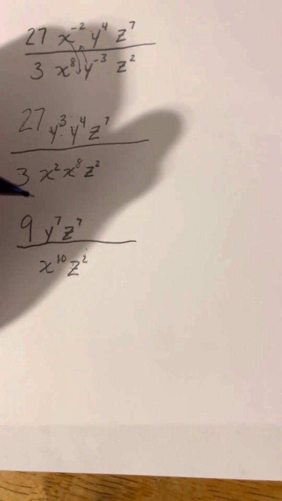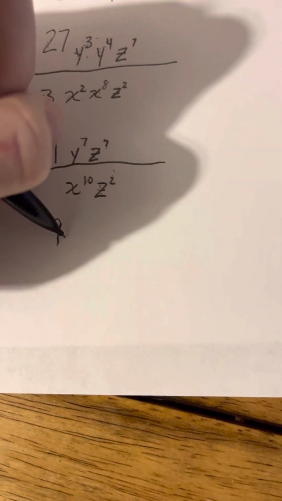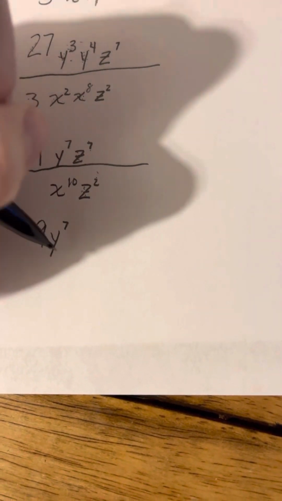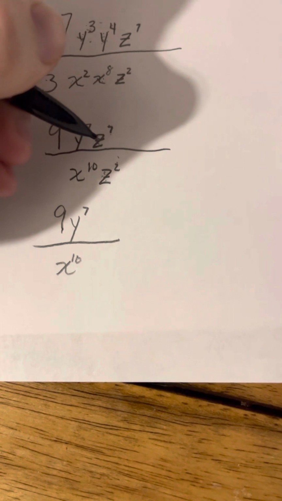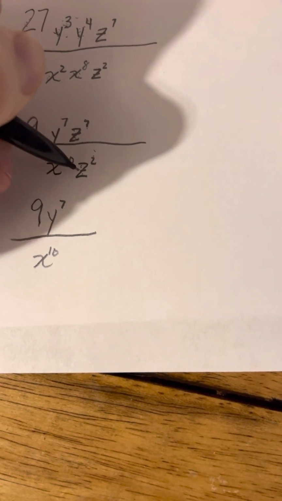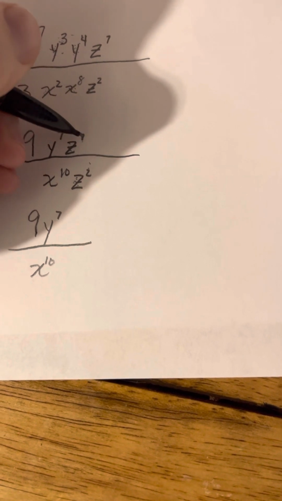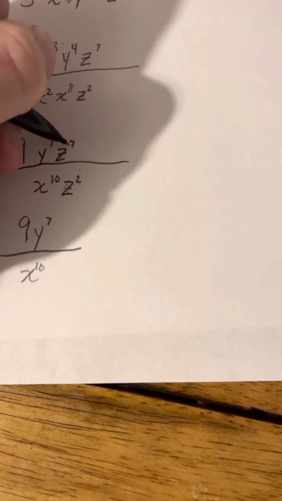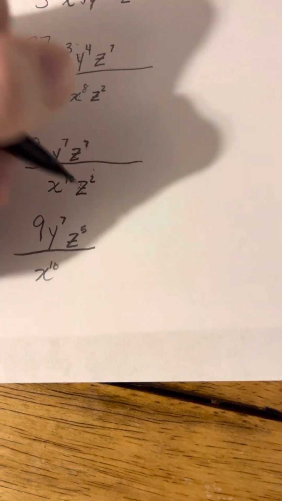Okay, so everything else will come down, so we'll have 9 y to the seventh, and then we have x to the 10th on the bottom, and then here we have z to the seventh over z to the second. So again, same base, you subtract your exponents, you'll get 7 minus 2 gives you 5, and because the bigger one was on top, that's where it will go, so it'll be z to the fifth up top.